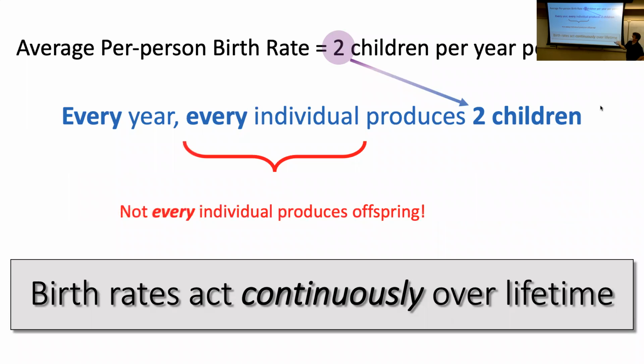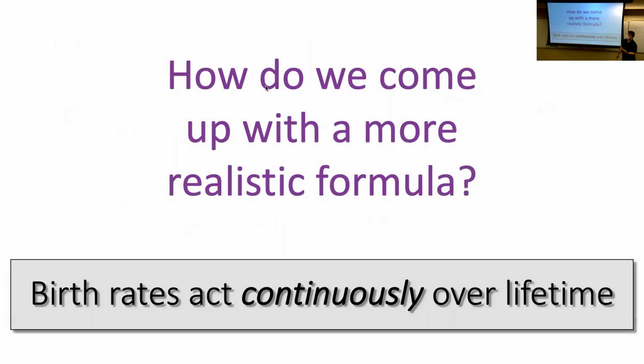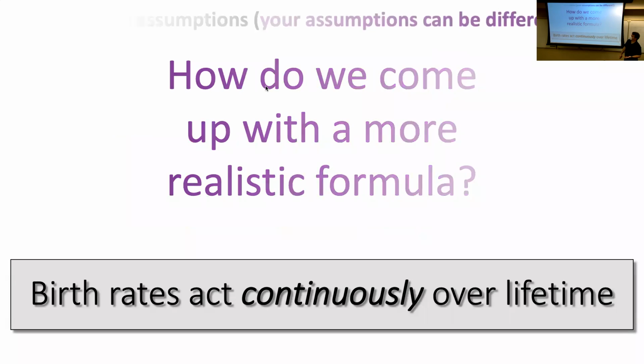So, and then also the other thing I need to attack here is not every individual produces offspring. So there's going to be people that don't have offspring, but there's also maybe going to be population things that have to occur. Like, for example, maybe it's not 2 children per person, maybe it's 2 children per pair. So I have to consider those sorts of things. So how do we come up with a more realistic formula?